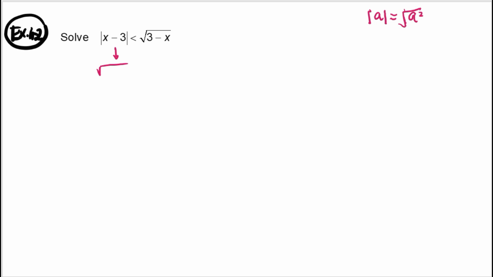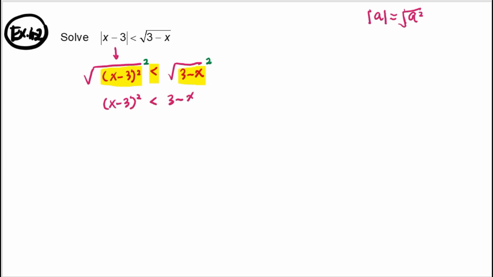So we change this part into the square root form, so we'll have something like the square root of (x minus 3) squared, which is less than the square root of 3 minus x. Alright, now we want to square both sides, therefore we are left with this part only. So we have (x minus 3) squared, which is less than 3 minus x.